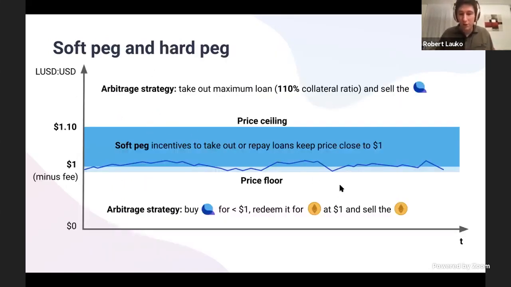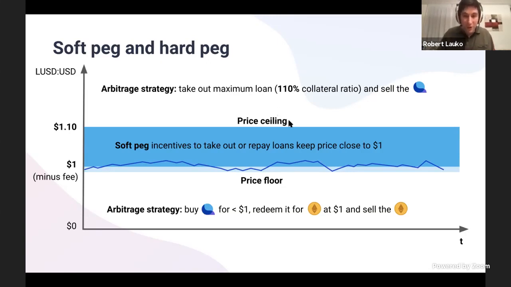And this, if we put that all together, leads to a nice price dynamics, because we can basically have a price floor down here. If the price is below $1 minus the fee that you would pay on redemptions, in that area, it makes sense for you to redeem.